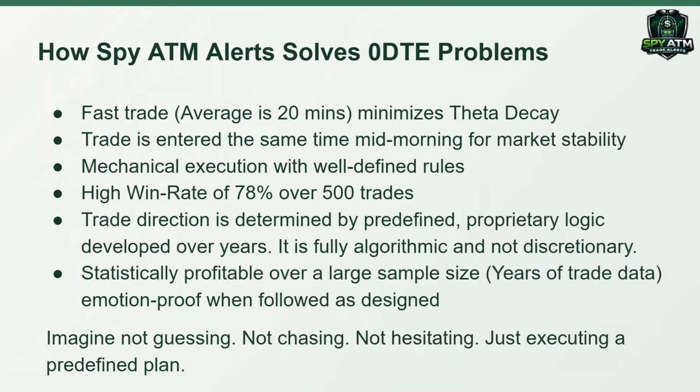We execute the trades very mechanically with well-defined rules. The system has a win rate of almost 80% over 500 trades. So that was the 2 years that I showed you at the start of the presentation. And the trade direction is determined by predefined proprietary logic, which was developed and tested rigorously over years until it was absolutely optimized. And we do have that statistical profitability over a large sample size, like I said, years of trade data, and not just a few trades like a lot of people will show.